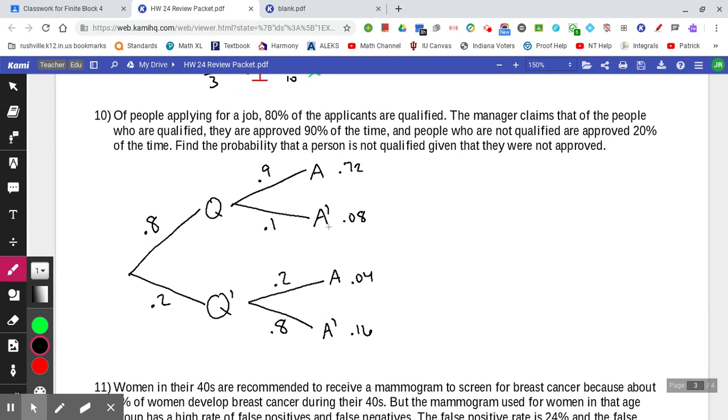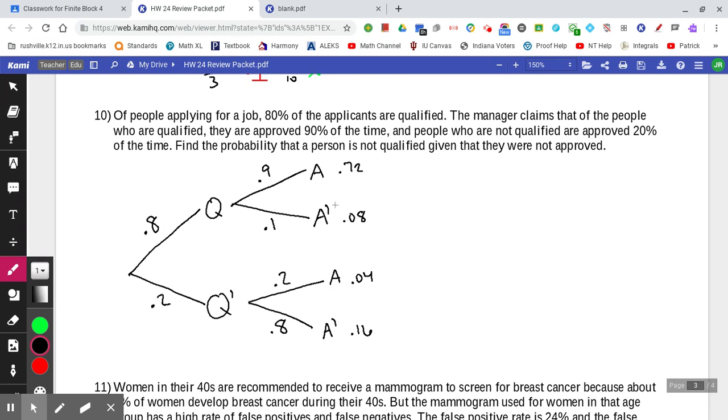Then the manager can either approve or not approve those applicants. So A for approved, A not for not approved. And it says they are approved. So of the people that are qualified, so that's this route, 90% of the time they are approved. So this is going to be 0.9, which means this one would have to be 0.1 because of the complement rule. People who are not qualified are approved 20% of the time, which means not approved 0.8 of the time. And multiply 0.8 times 0.9 to get 0.72, 0.8 times 0.1 to get the 0.08, and so on.